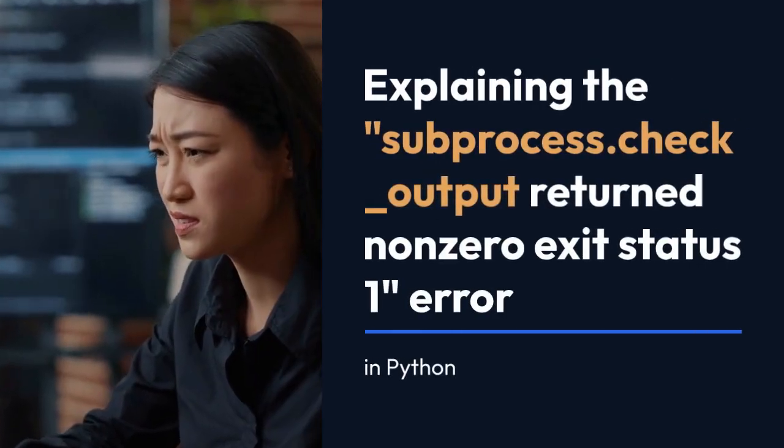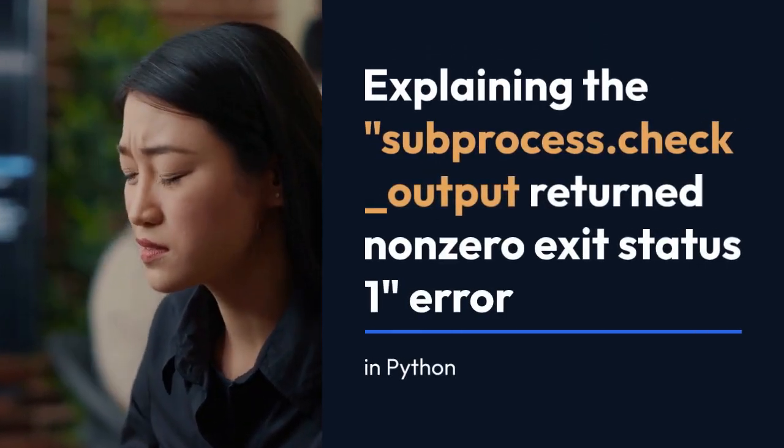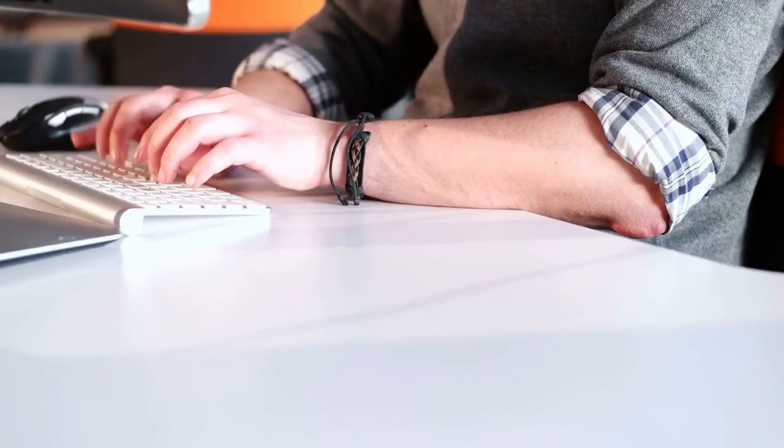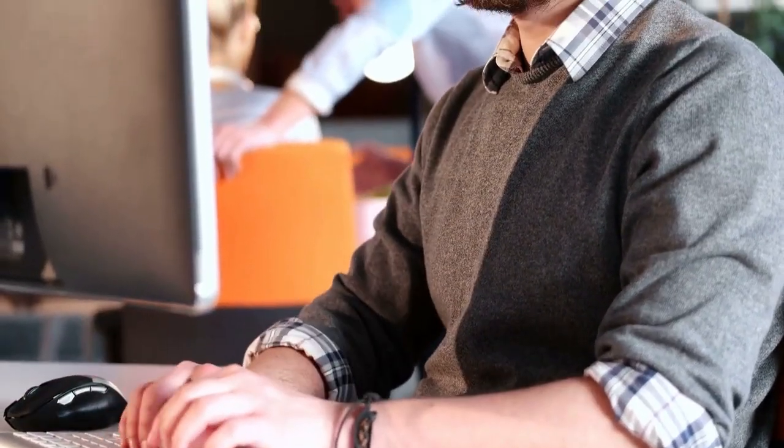We're going to explain the subprocess.check_output returned non-zero exit status 1 error in Python. This error pops up when you use the subprocess.check_output function to run an external command, and that command fails.